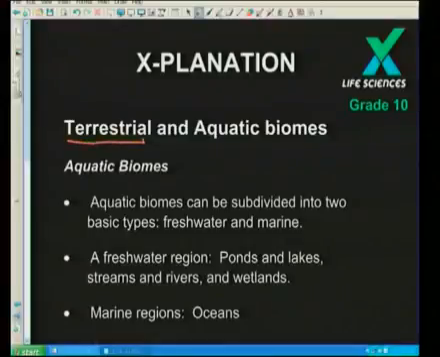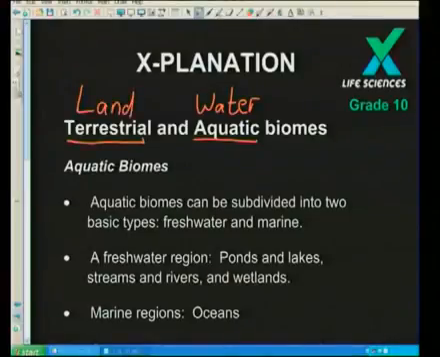We're going to now look at specific terrestrial and aquatic biomes. Now, what does the word terrestrial mean? You know what aquatic means. Aquatic comes from the word water. The word terrestrial then is land. So we have two distinct kinds of biomes: biomes that are found on land and biomes that are found in water. First of all, let's look at our aquatic biomes.